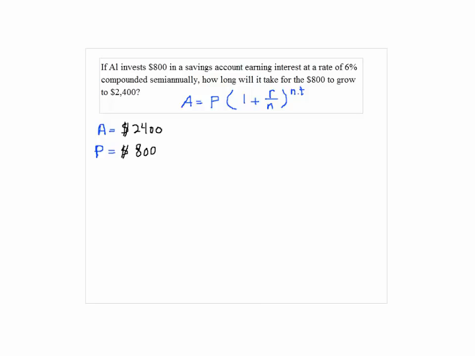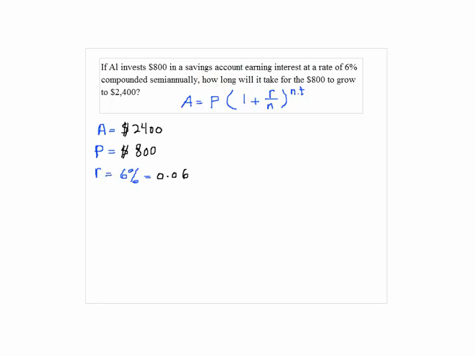Okay. What is the rate? What is R? Jerry, what's R? The rate is given to us as 6%. Very good. So let's write that in terms of decimal. Divided by 100 would be 0.06.